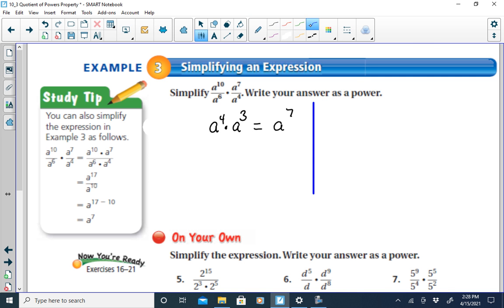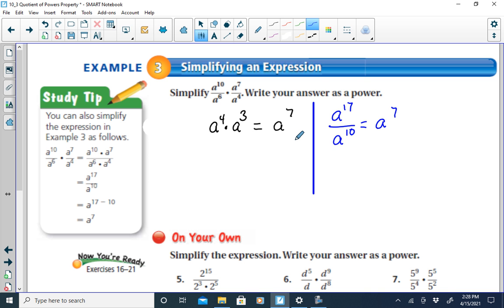Do it in blue. We could have multiplied across first. 8 to the 10th times 8 to the 7th. We're multiplying powers with the same base. I'm going to add their exponents. That's going to give us 8 to the 17th. In the denominator, 8 to the 6th times 8 to the 4th. That's going to give us 8 to the 10th because we're multiplying powers with the same base. We're going to add those exponents. And now we divide powers with the same base, so we're going to subtract those exponents, and we would get 8 to the 7th that way.